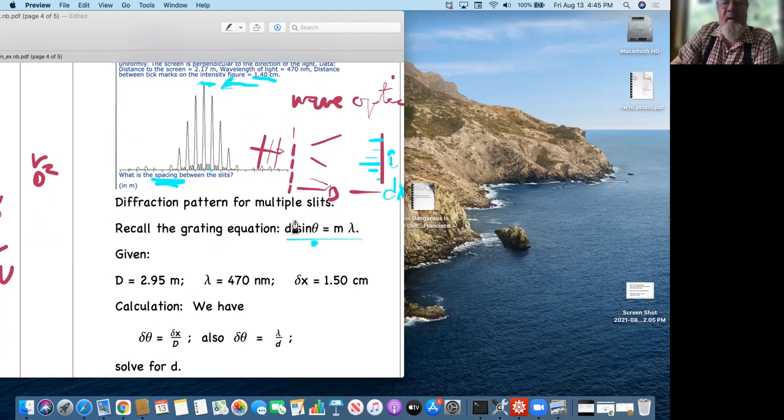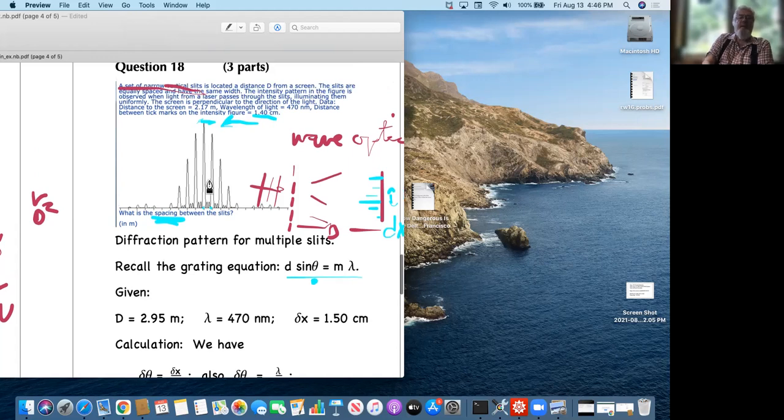All right, well, so sine theta, so m is 1 for the first fringe. So sine theta is lambda over d. We're trying to calculate d. So d is lambda over sine theta. Now, again, I can calculate this very easily if I make an approximation. I can say theta will be very small, so sine theta will be approximately the same as theta in radians.